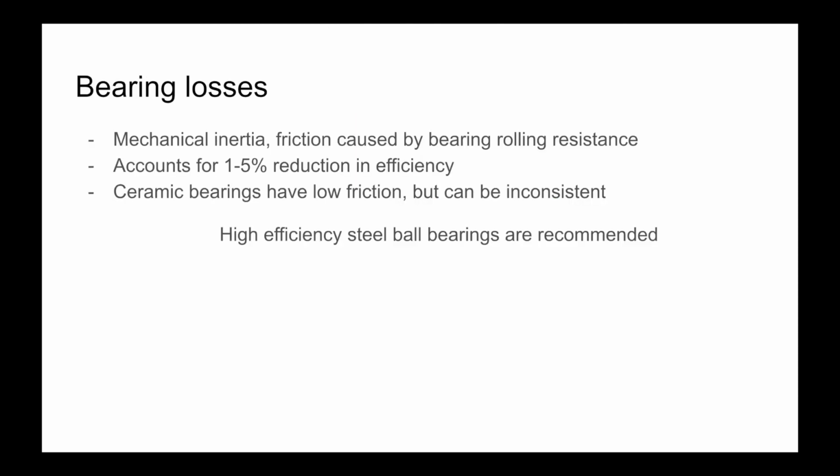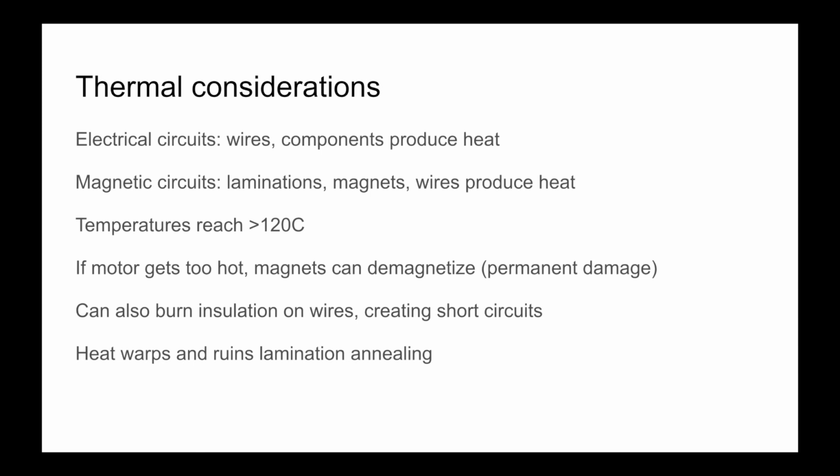The last type of efficiency loss that we'll briefly touch on is bearings, as they are the main mechanical loss of the motor. Poor bearing selection can reduce efficiency by up to 5% due to inertia and high friction. For this, some manufacturers turn to ceramic bearings, which can be more efficient, but can also tend to be less consistent. For reliable applications, high-efficiency steel ball bearings are affordable and pretty easily attainable, and have very competitive rolling resistance to ceramic bearings. Motors are more often thermally limited than anything else.